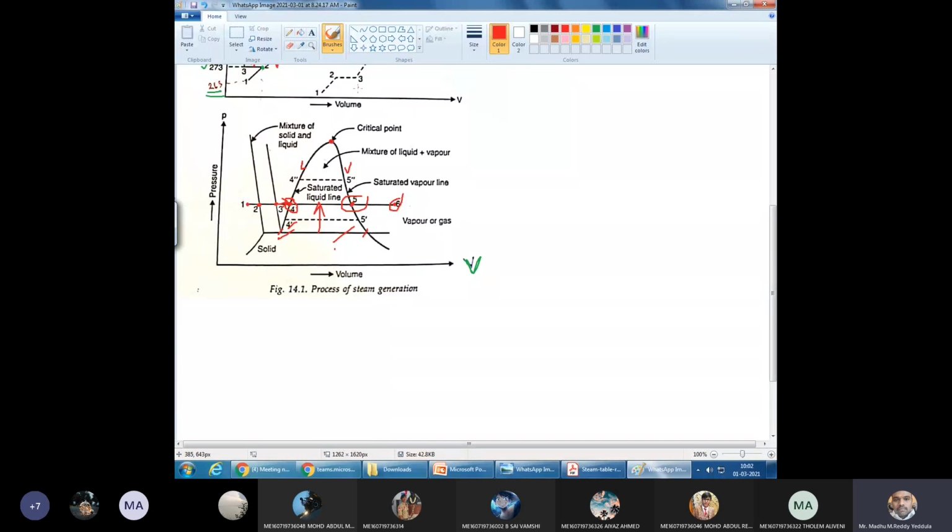Okay. For water, the critical pressure is 220.9 bar, and the critical temperature is 374.14 degrees centigrade. Critical temperature and critical pressure at this point. Okay. Next, we will see the triple point of water.